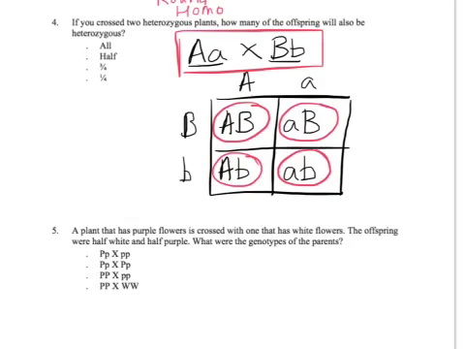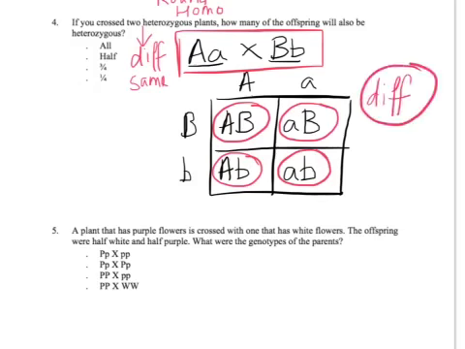They didn't tell you that they crossed two different heterozygous plants, did they? Or did they say they were the same? Different or same? We're not sure. So what I gave you is for the different plant scenario. So let's look at what happens if we have a same plant crossing.